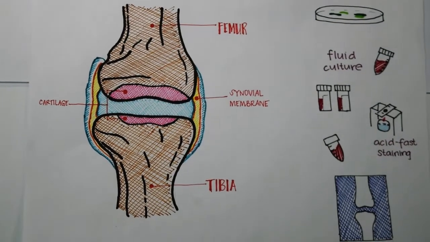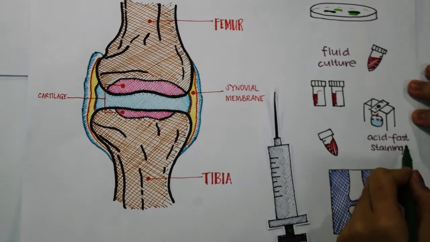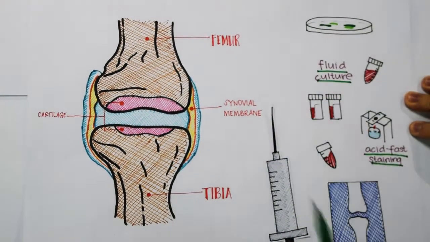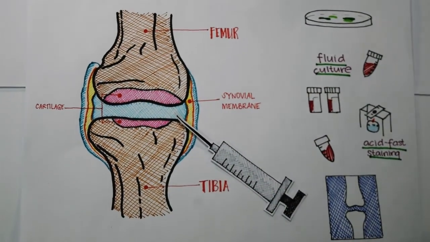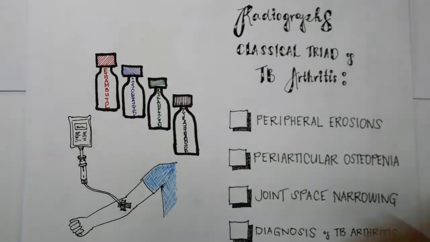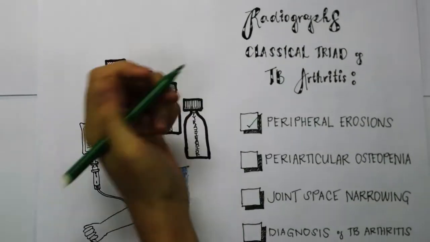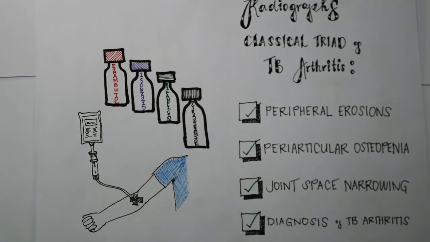TB arthritis can be diagnosed through aspiration of fluid from the involved joint, then conduction of acid-fast staining or fluid culture. A biopsy can also be done, usually also showing granulomatous inflammation. Radiographs showing the classical triad of tuberculosis arthritis, namely peripheral erosions, periarticular osteopenia, and eventually joint space narrowing, can also aid in the diagnosis of the disease.